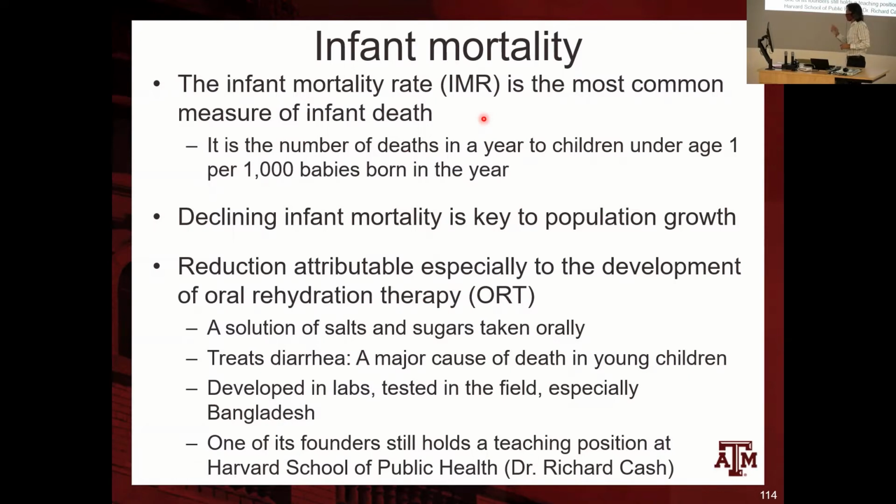Declining infant mortality is key to population growth. We already talked about this with the demographic transition theory. In that graph of the demographic transition theory, we see fertility and mortality are really similar to each other.